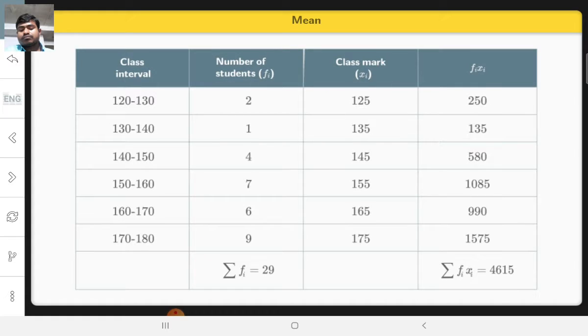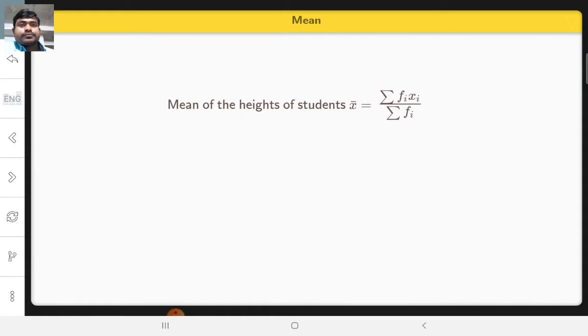Thus, calculating the frequencies for each of the class intervals, we can find the mean of the heights of the students by applying the same formula. Thus, the mean of the heights of the students is 159.14 centimeter. This method of calculating the mean is called the direct method.